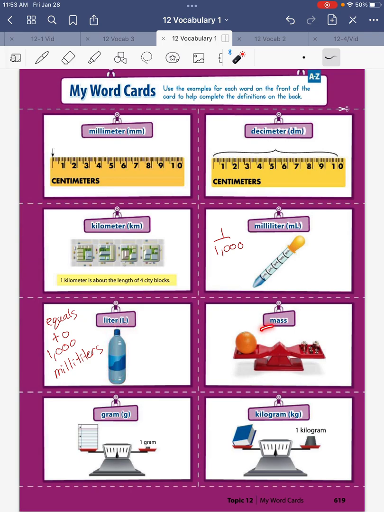The next one is mass. Mass is just the amount of matter. The next one is grams. Like if we measure something, this is 1 gram. They're just measuring grams. The next one is kilograms. So kilograms is just 1,000 grams.